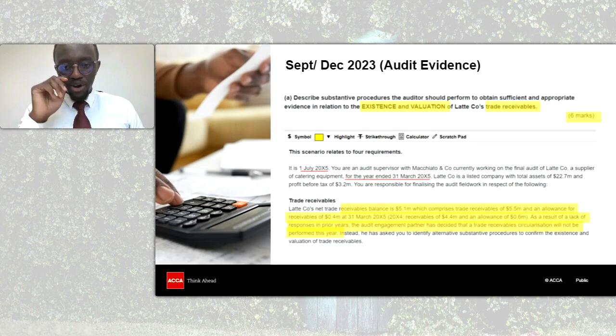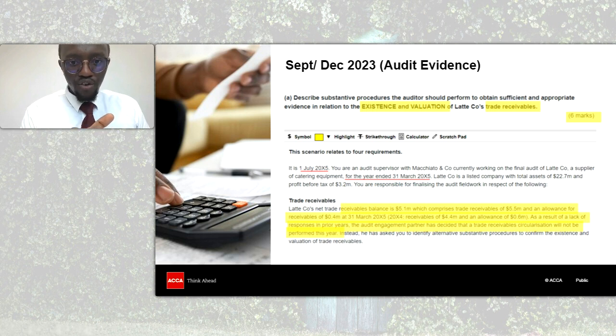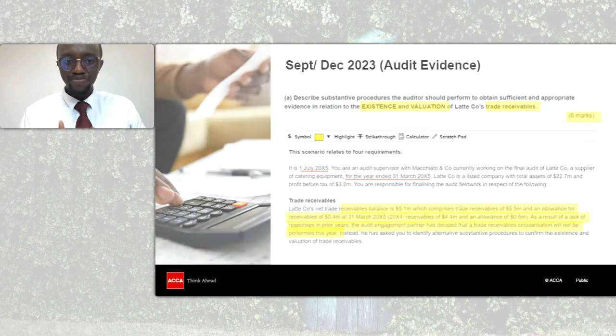Audit evidence. Now, in this question, very quickly, we appreciate the fact that we are told here about existence and valuation. Describe the substantive procedures, and they are very specific, existence and valuation. Now, in the scenario, one of the things that I see here very quickly is that I appreciate it's 6 months, so I need to give 6 points. But at the same time, I appreciate the fact that there's a mention there of circularization will not be performed this year. So I don't want to make the same mistake in my answer by repeating that.